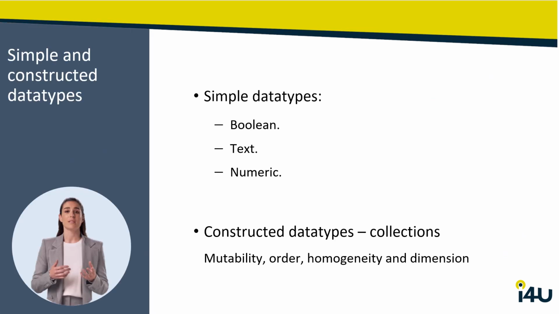In Lesson 1.3, Simple and Constructed Data Types, we will focus on how machines codify different types of information, presenting the basic categories of data types, Boolean, text, and numeric, and different data types of each category. About constructed data types, collections, which are composed of different simple data types or collections, will be introduced, describing their basic characteristics: mutability, order, homogeneity, and dimension.